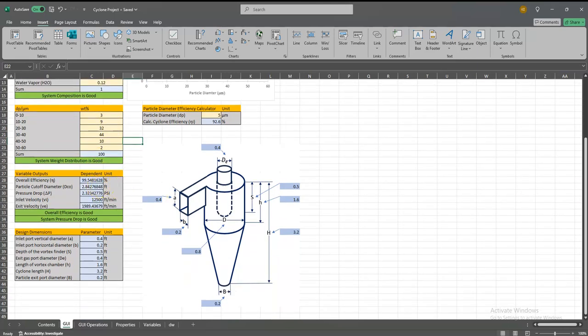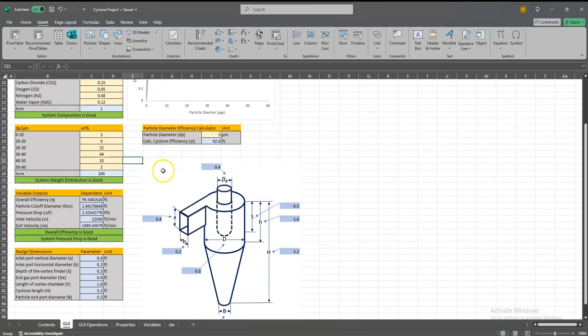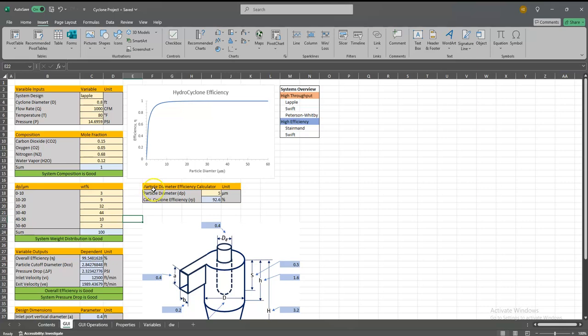The 7th step is to use the particle diameter efficiency calculator. That is this right here. Again, yellow highlighted is for input, blue is for calculated output. Go ahead and put in a particle diameter such as 10. A good rule of thumb is to have 10 at least 95 or higher and 5 at least 90 or higher. This is the efficiency at which the cyclone will remove this particle size.